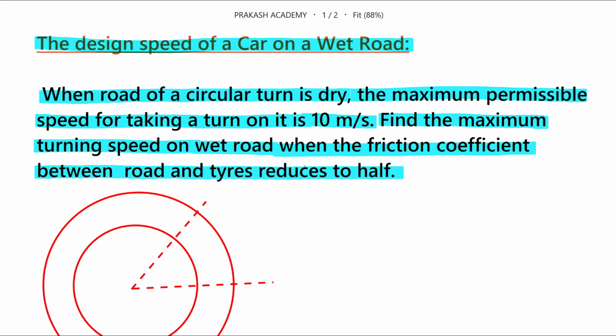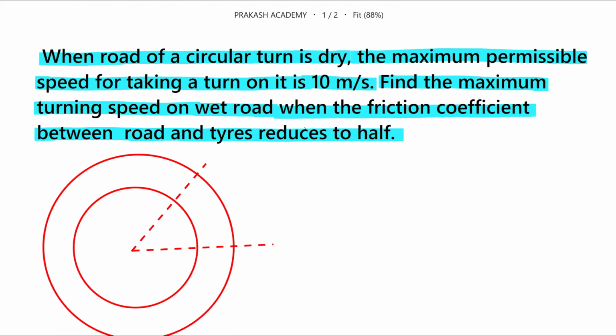So let us plan this problem first. How will you solve? What is given? You have been given that when the road is dry, the maximum speed is 10 meter per second.